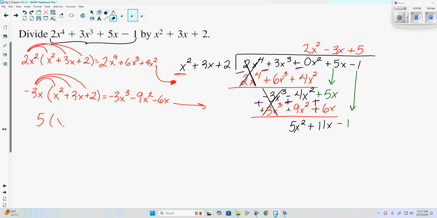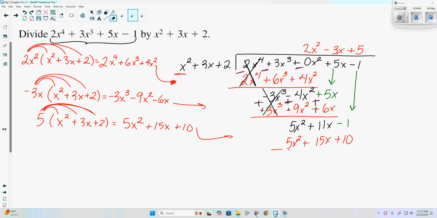We'll do this one more time. 5 times x squared plus 3x plus 2. We're going to multiply all the way through. So 5 times x squared is 5x squared. 5 times 3x is going to be plus 15x. And 5 times 2 is plus 10. Again, just like before, we'll have 5x squared plus 15x plus 10.